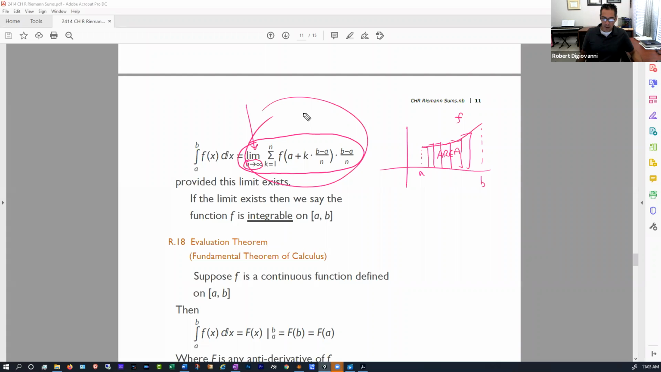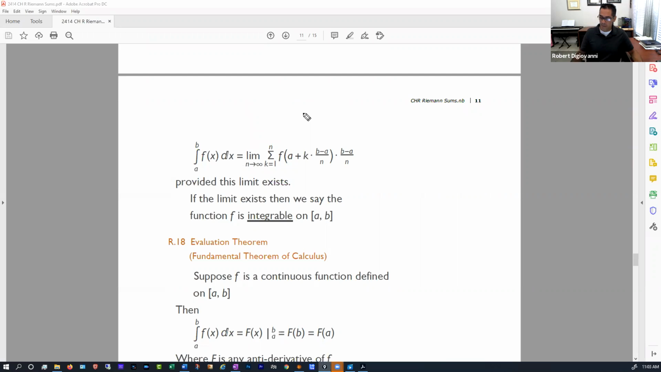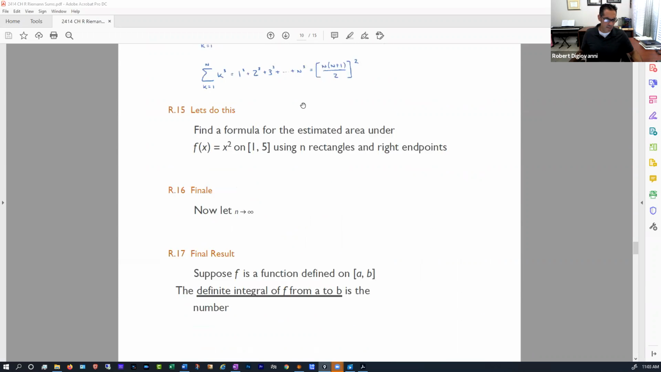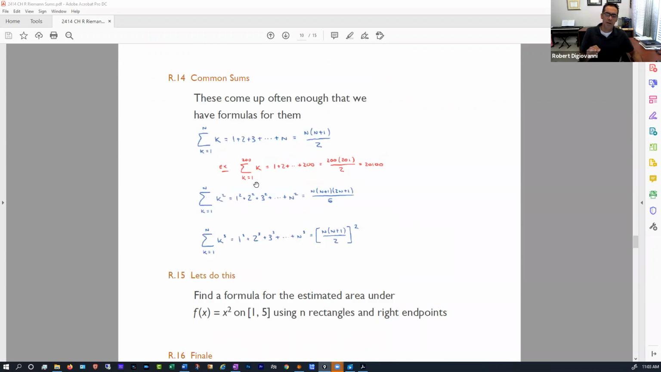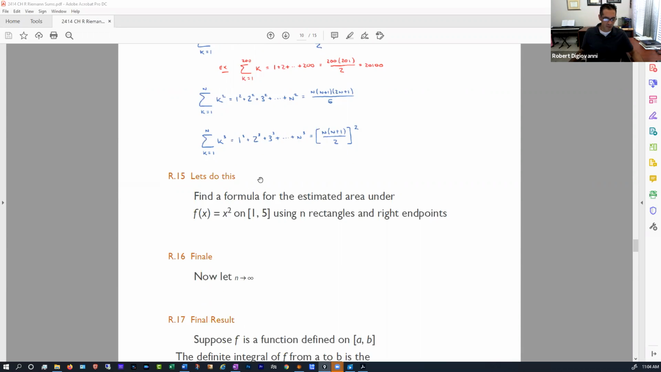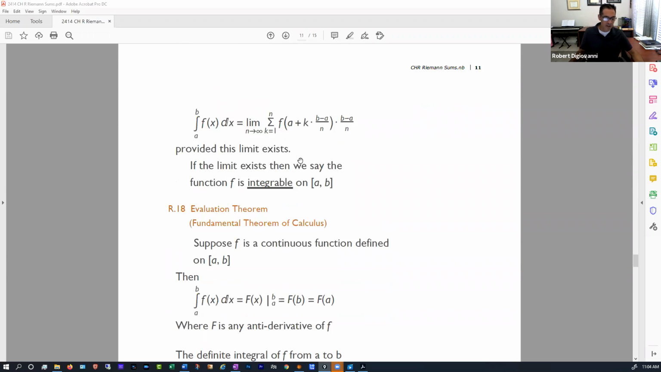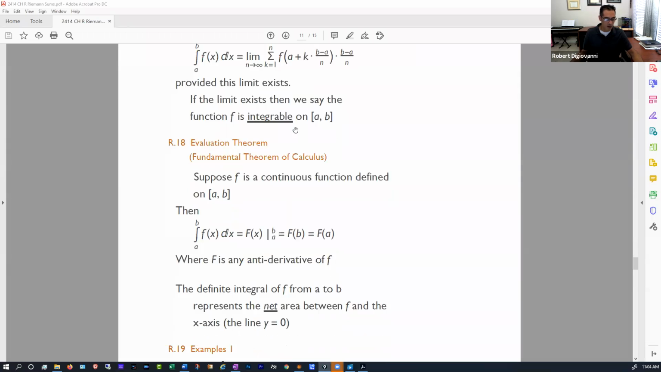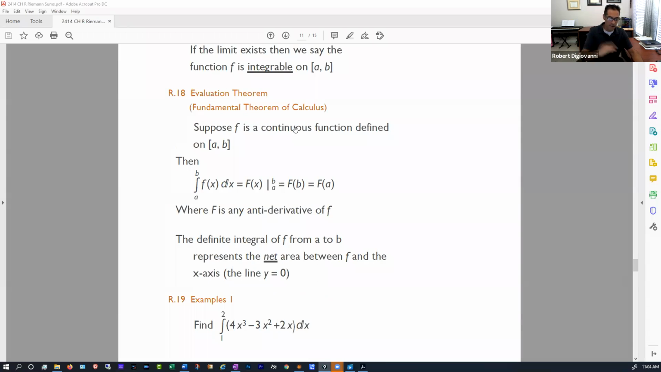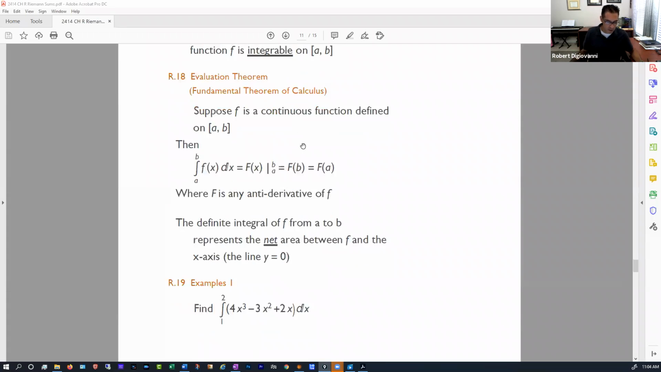We can try to do it, and there are some formulas for sums that we would need, but I'm not going to get into the calculation of Riemann sums by hand, because they're difficult and time consuming, and at the end of the day, we have the fundamental theorem of calculus. The fundamental theorem of calculus is what saves us from having to do this calculation, so I'm just going to get to it. It's also referred to as the evaluation theorem.